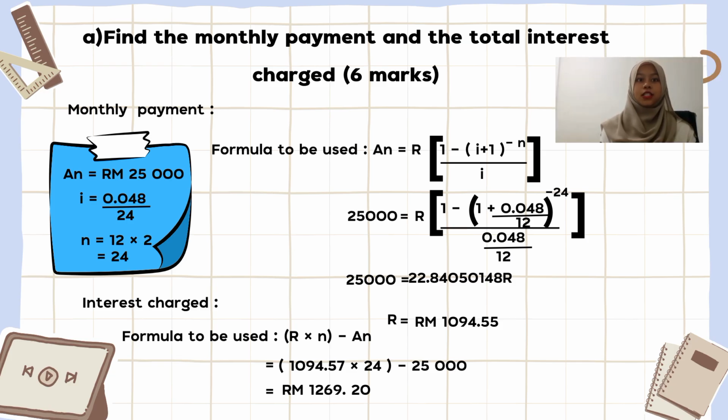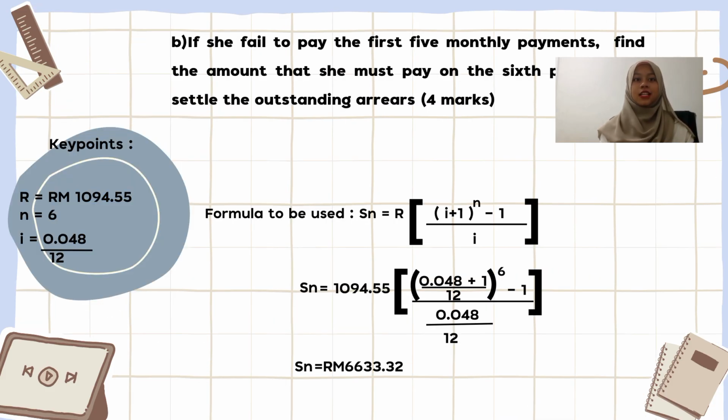In question 1, we have to find the interest charge. To find the monthly payment, we will use the present value formula to find R. As a result, R equal to 1,094 ringgit 55 cents. Next, for the interest charge, we will use the formula bracket R times n bracket minus A, which is 1,094 ringgit 55 cents times 24 minus 25,000 equal to 1,269 ringgit 20.